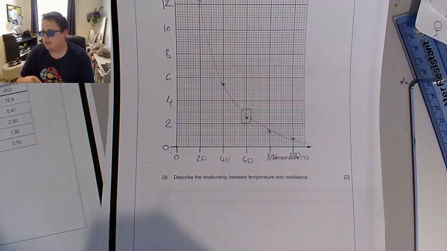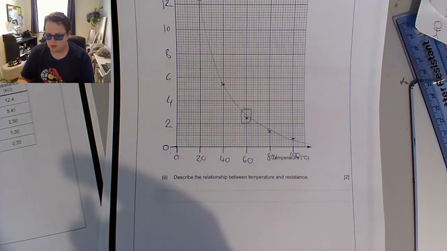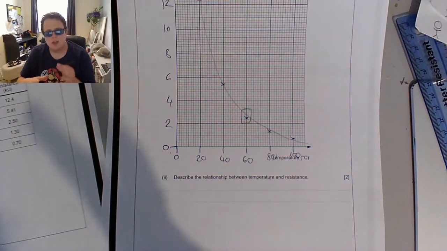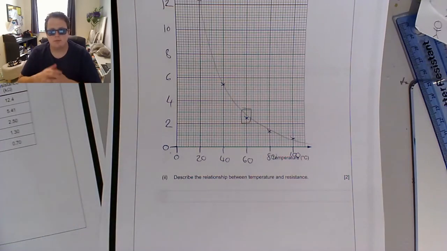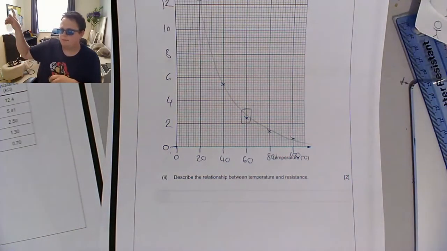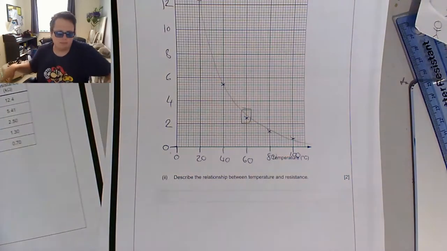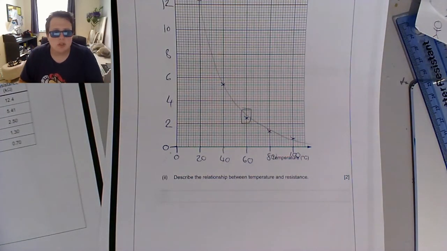Alright, describe the relationship between temperature and resistance. So to describe this relationship, if you want to, watch the graphs video on YouTube. I'm going to put a card up somewhere, wherever I am. I'll put a card up, just so that you can see what's going on. So you can go through these, revise these different relationships.